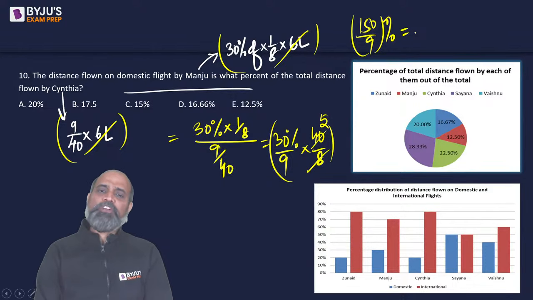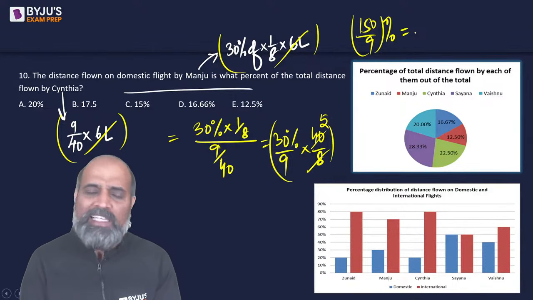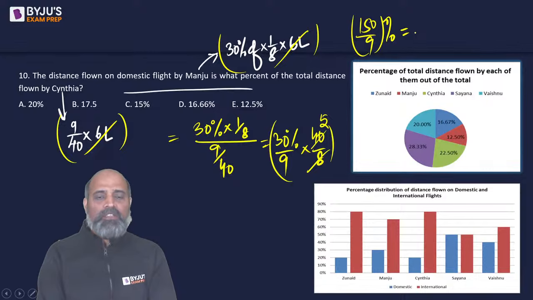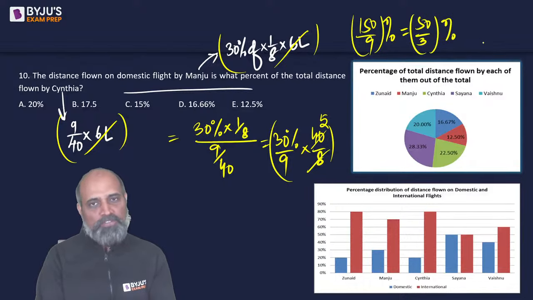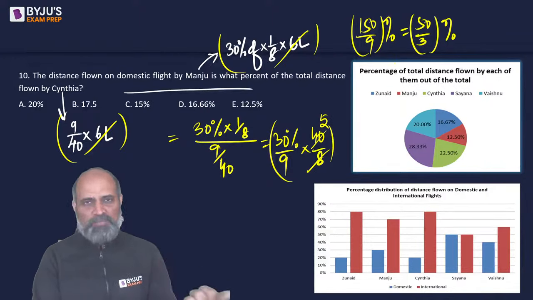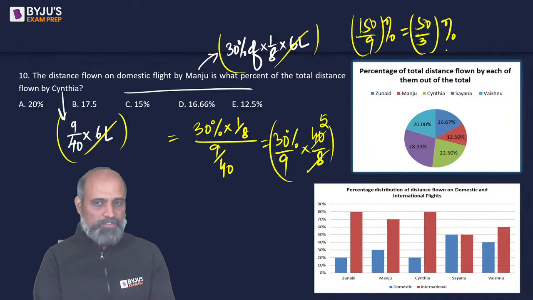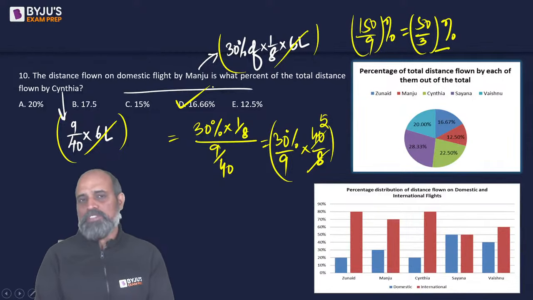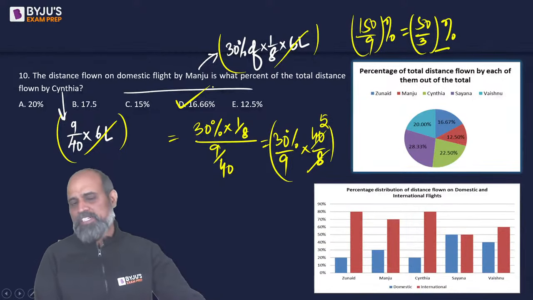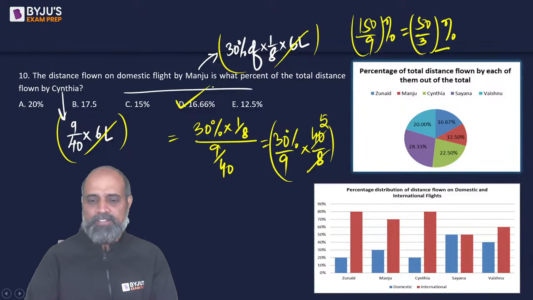So how much is 150/9%? Is it 20%? No. It should be a repeating one, no? 15 and 9, they are divisible by 3. So this changes to 50/3% if you want to simplify. Because if you know 150/9 then you know 50/3, and vice versa. 50/3 is a very straightforward value. 16.66%. So don't calculate 30% of 1/8 of 6 lakh, right?